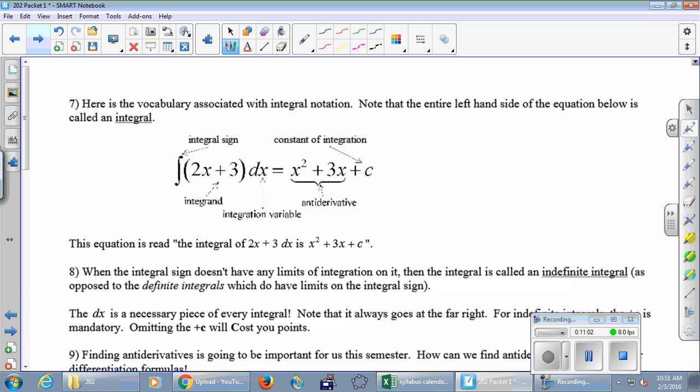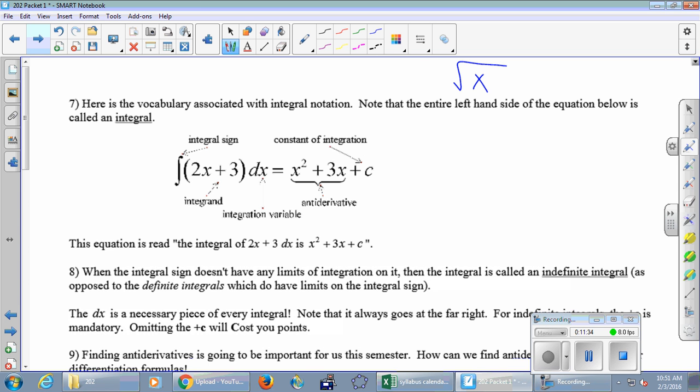Number 7 has some vocabulary associated with integral notation. The entire left-hand side of this equation, which is the equation we just wrote, is called an integral. So the kind of S-looking thing is called an integral sign. The thing you are finding the antiderivative of is called an integrand, which is maybe not so surprising. What's the name of the x in this symbol? Radicand, right? We got the radical symbol, and the radicand is the thing inside. So integral symbol, integrand inside.